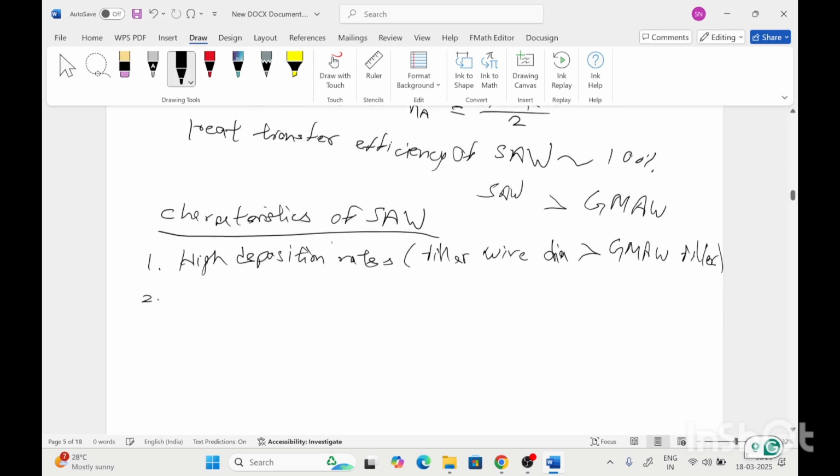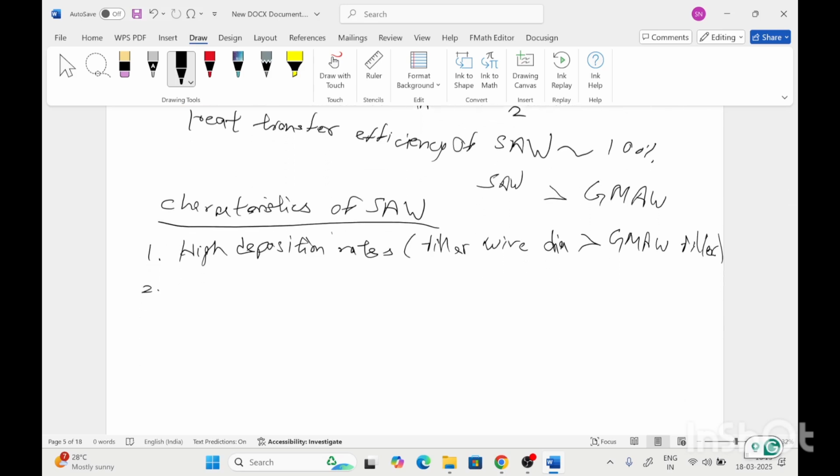The second characteristic is no visible arc radiation. It is environmentally friendly, as there is no escape of radiation from the welding position. With no visible arc radiation, submerged arc welding is also safe.